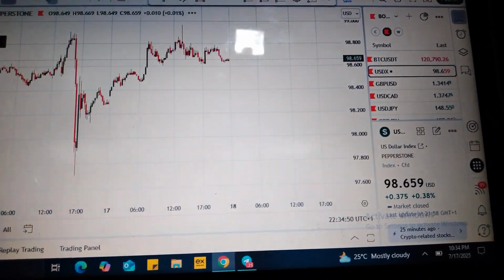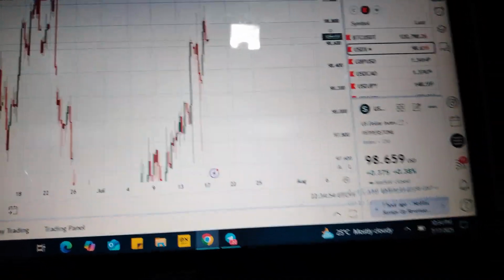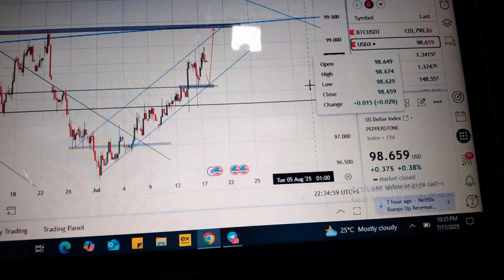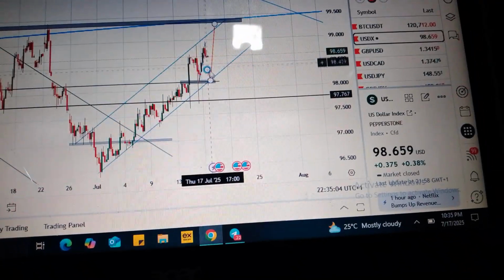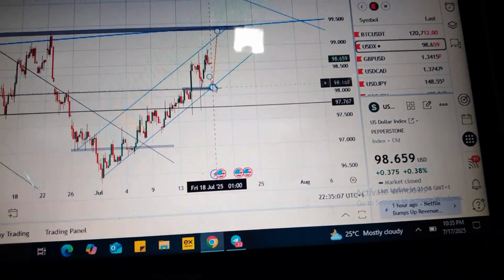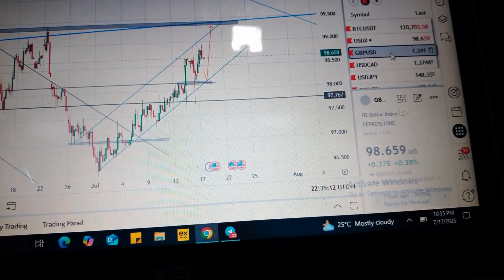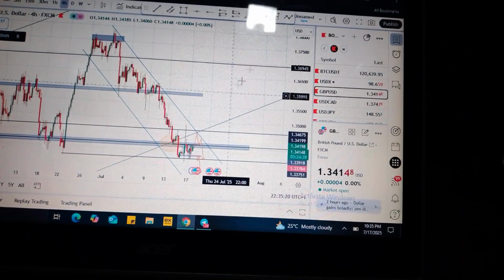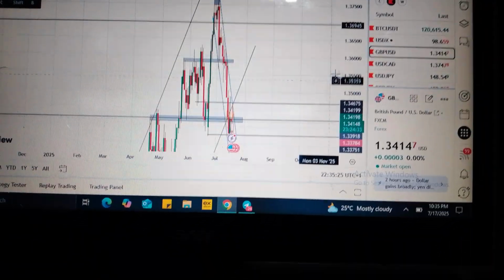On the US dollar index, there's actually nothing here to see. The market is just doing its thing, right? Just doing its thing, going up. So what I'm expecting is a pullback to this support zone for it to keep going up. But I don't trade this pair. I just use it for analysis. I use it as confirmation for USD JPY.